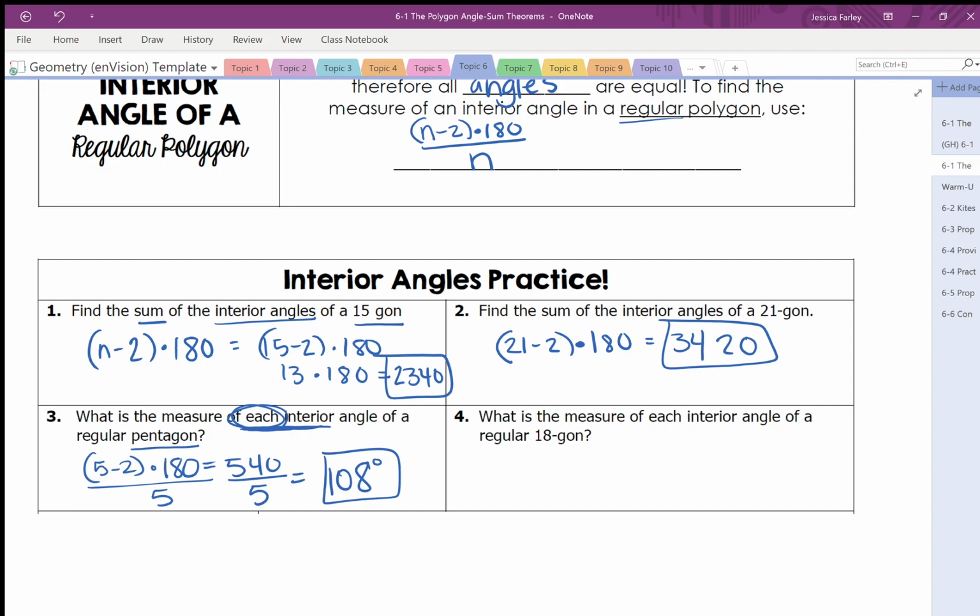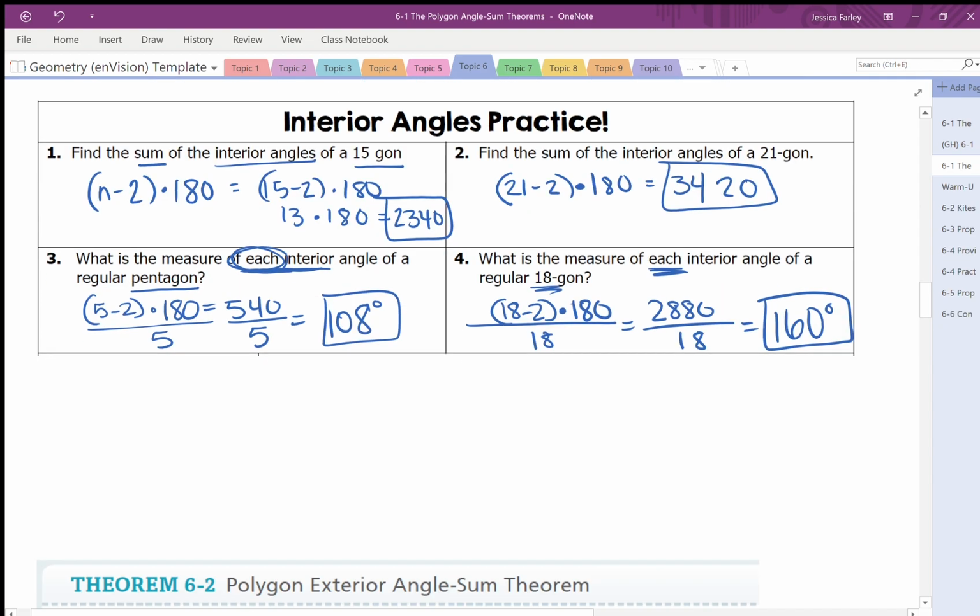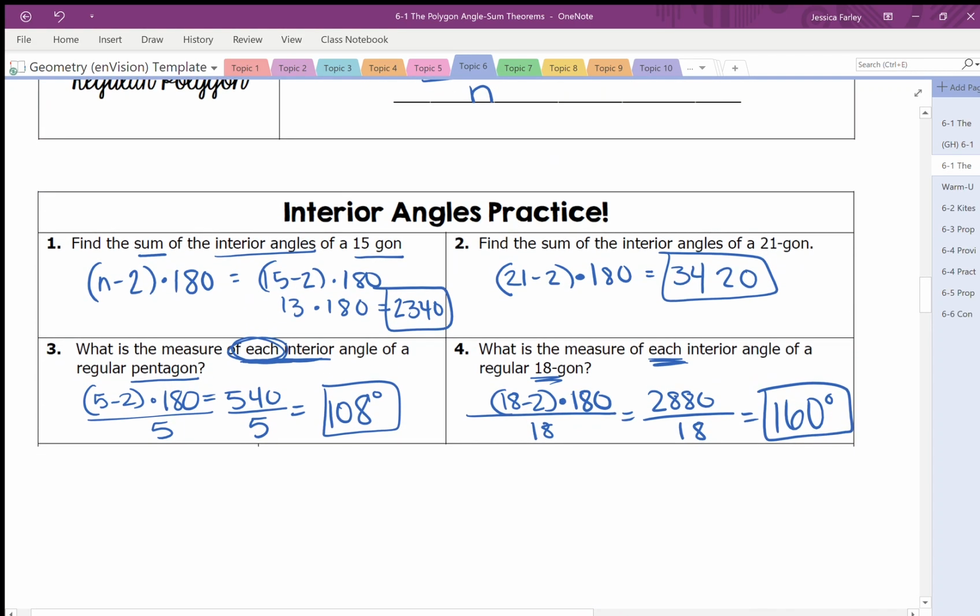Now, what is the measure of each interior angle of a regular 18-gon? Each interior angle, so just one. So find the sum first. 18 minus 2, 16 triangles times 180, and then we'll divide that sum by the 18 angles. So 16 times 180 is 2,880, divided by 18 is 160 degrees for each angle. So that is the interior angles.